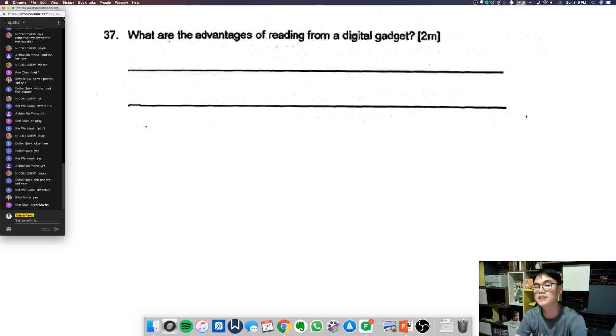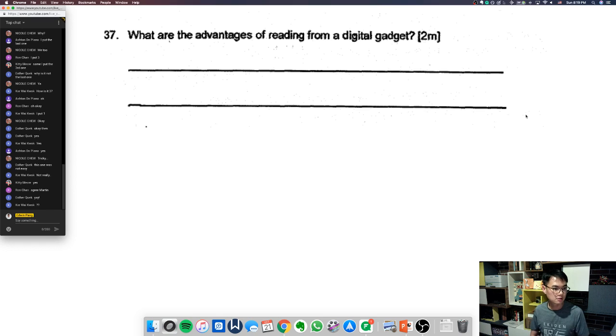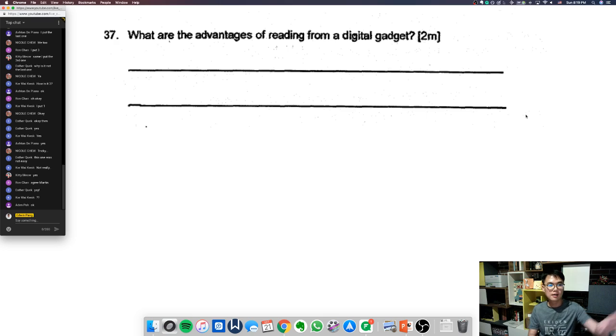So let's take a look at question 37. What are the advantages? Advantages, meaning what are the positive points of reading from a digital gadget? Okay, maybe Martin can try this. So it's a 2-mark question, so I'm looking for more than 1 advantage. Okay? All right. Martin, can you give me your answer? Type it out in the group chat and maybe we can all take a look at Martin's answer. So remember, Martin, you must answer in a complete sentence following the tense of the question, right? So what are the advantages of reading from a digital gadget? Could you type out your answer, please, Martin?